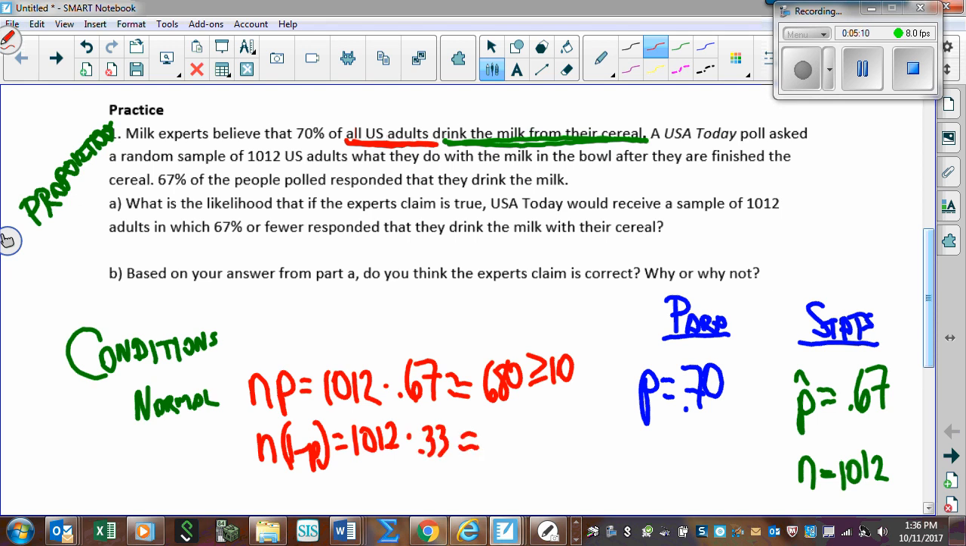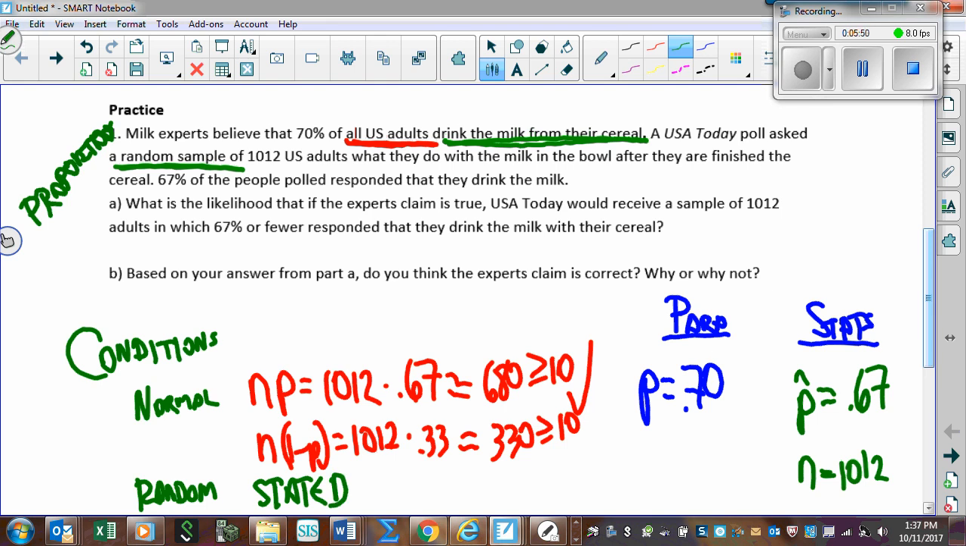That's about equal to then, I don't know, about 340, 330, something like that. And that's also more than 10. So we've shown that it's normal. And then a random selection, and this says a random sample. And so we can say stated. So this takes care of our conditions with normal and random.